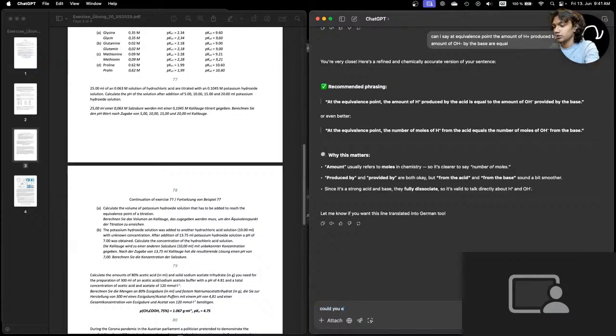Could you explain on a molecular scale water's autoprotolysis for this?